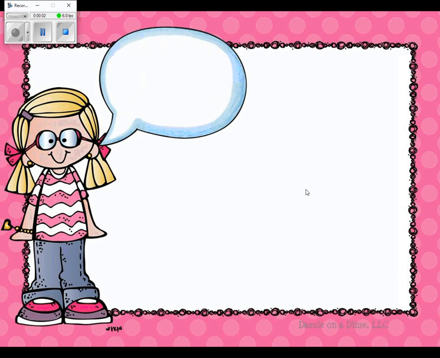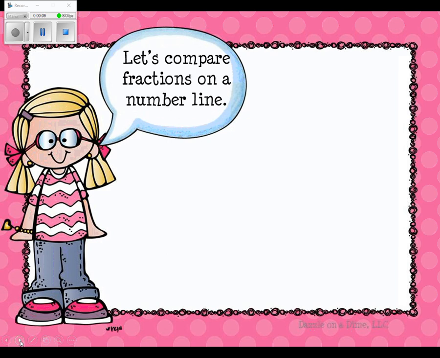Fractions, lesson 4, the pink pages. And let's get started. So we're going to compare fractions today on a number line.